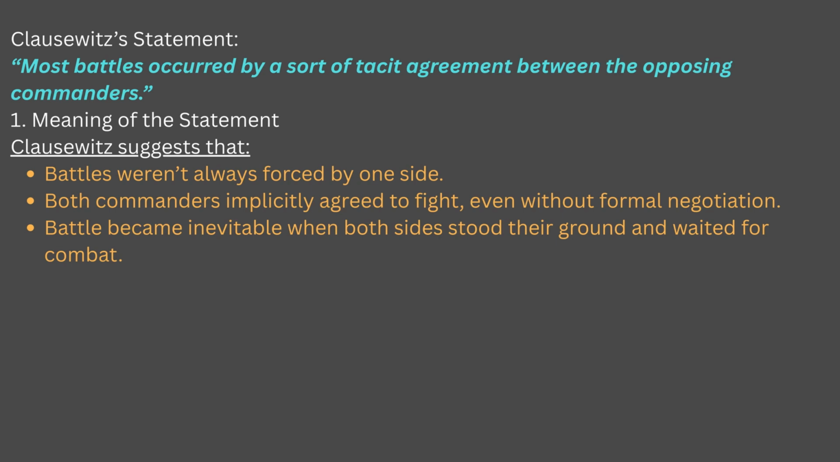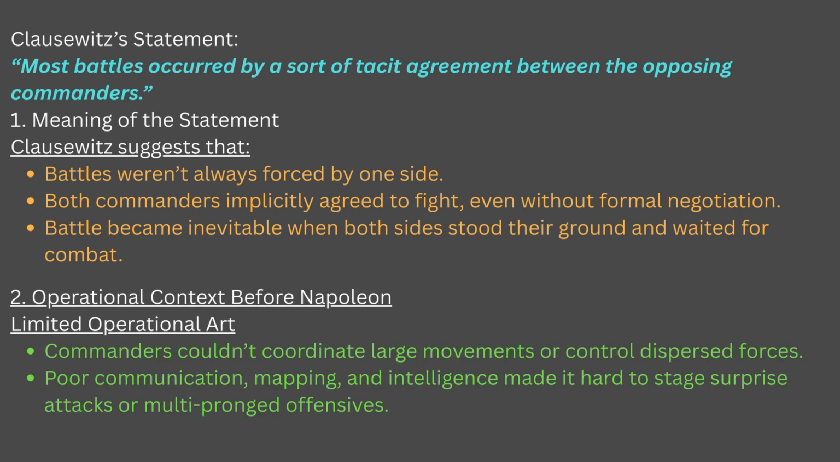Let's move to the next part of the question. 2. That is, operational context before Napoleon. So why did this happen so often? Simple. Operational art was still underdeveloped. Commanders couldn't coordinate large movements. They couldn't control troops that were spread out across distances. Poor mapping, slow communication, and weak intelligence made it almost impossible to plan anything bold or complex. This meant most operations were reactive, not proactive.